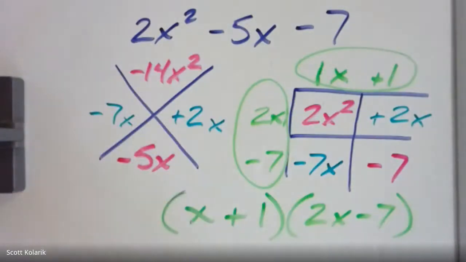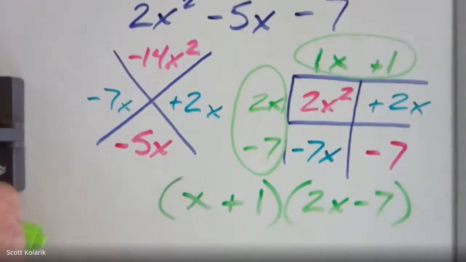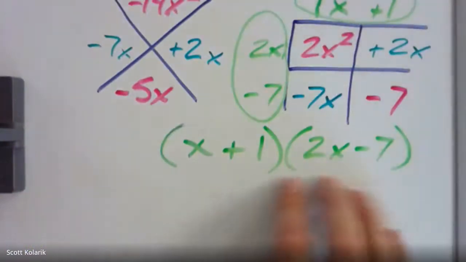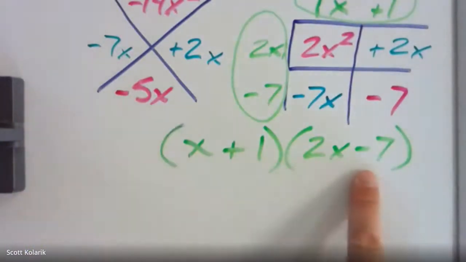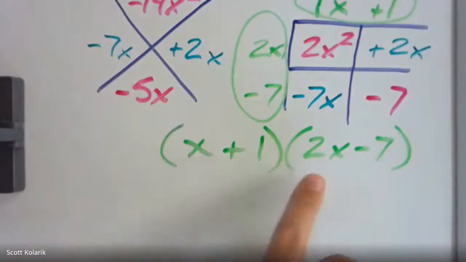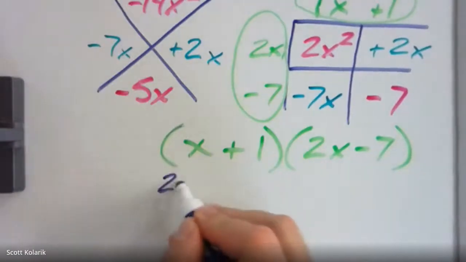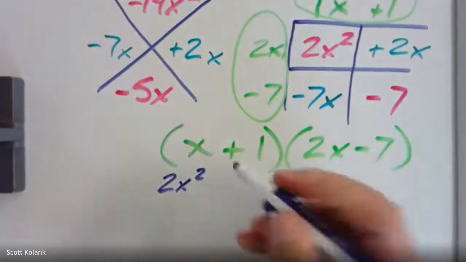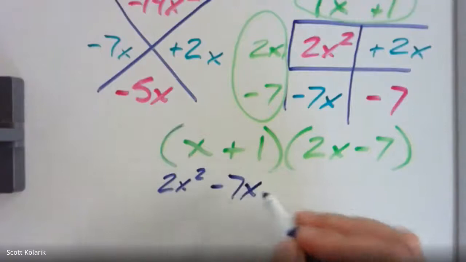Okay, and so just kind of checking this work, at this point, I don't need to do this, but just so you can kind of see that this is in fact the answer. If I were to distribute and collect like terms here, I should get right back to what my original problem was. So just kind of working through that briefly. X times 2x gives me 2x squared. Again, you don't need to do this part. This is just me checking my work. And then x times negative 7 gives me negative 7x.